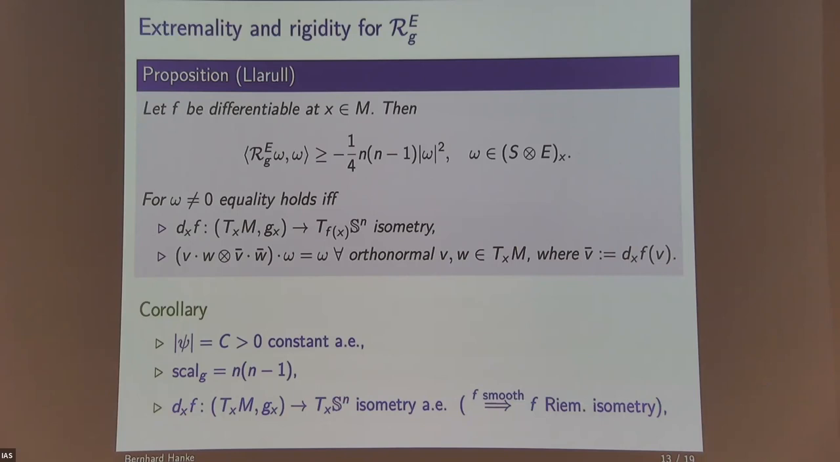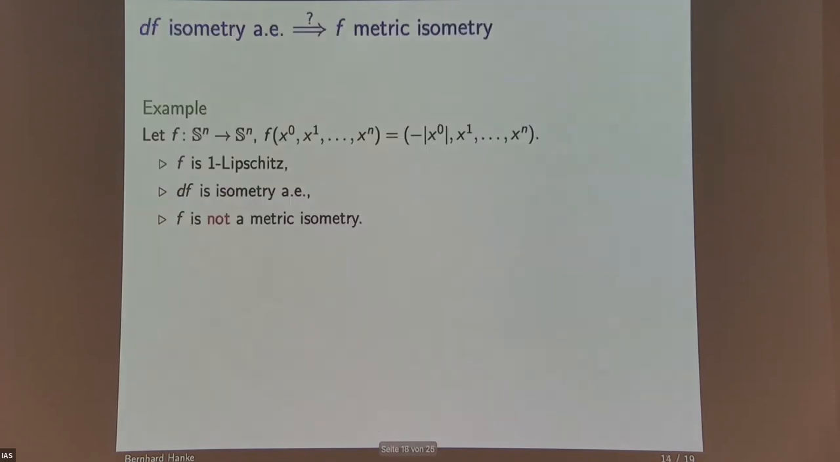But let's think: if we are not in the smooth case, can we draw the same conclusion or not? This is the big question now. This is the question of the problem. You have two manifolds, and you have a map between them, let's say even between two spheres, Sn. Assume this map is Lipschitz, and the differential is an isometry almost everywhere. Is F a metric isometry or not?